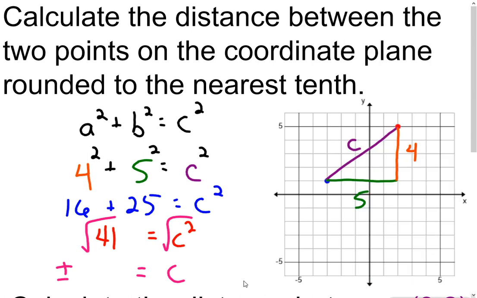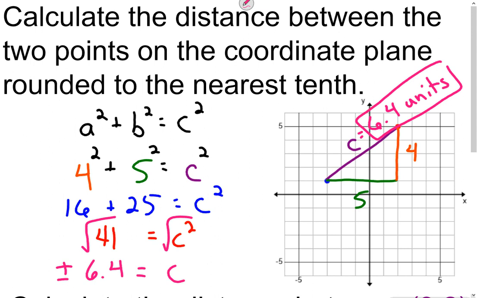So when I come back here, I'm going to put 6.4. Now remember, in a problem like this, the negative 6.4 doesn't really make sense. So when it's all said and done, this c is going to equal a positive 6.4 units. There is the distance in between the 2 points.